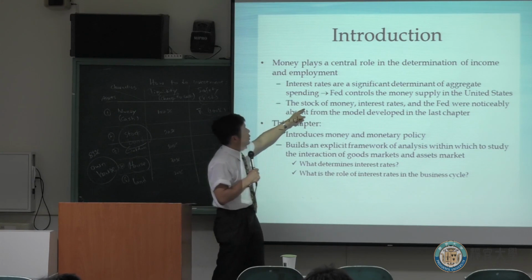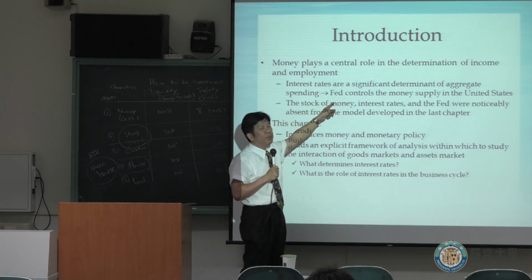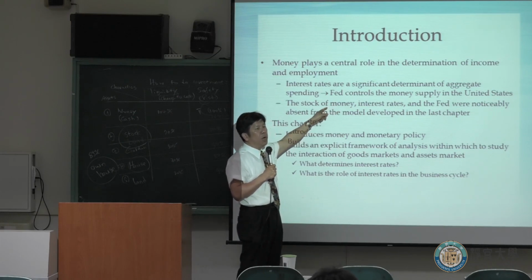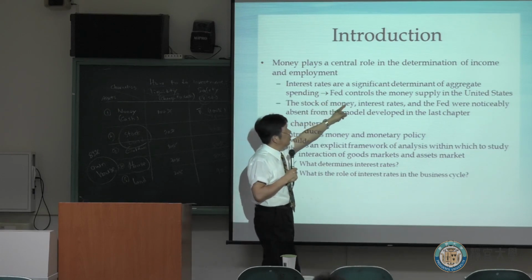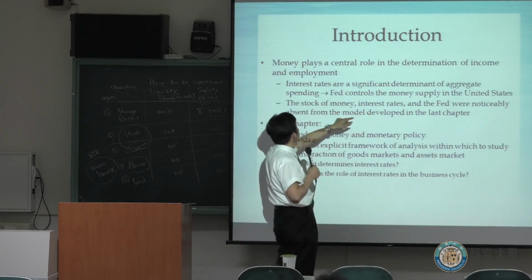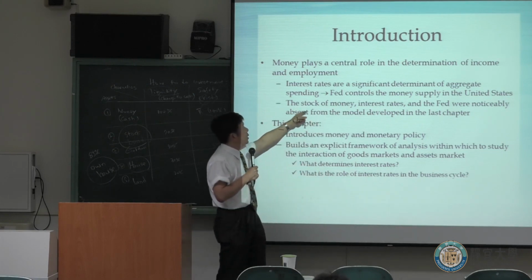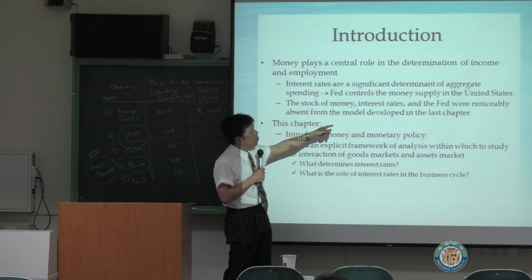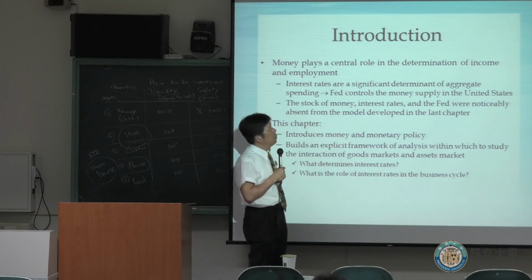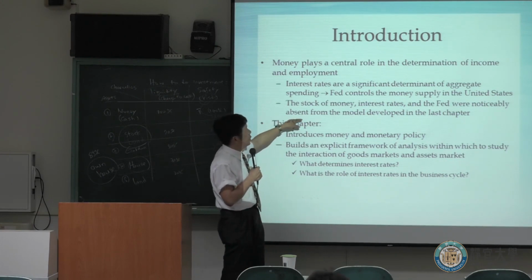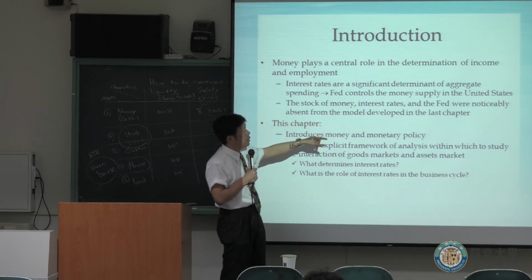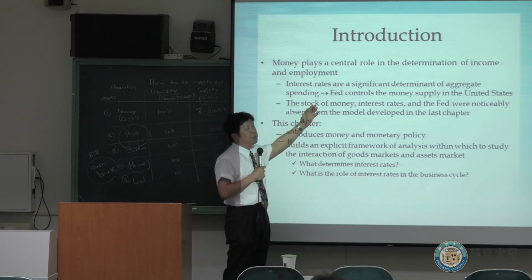The third point is that the central bank controls the money supply in the United States, because the Federal Reserve is from America. And the stock of money. So interest rate and the failure will be accepted from the model developed in the last chapter, because in the last chapter we just made the assumption that they are constant.